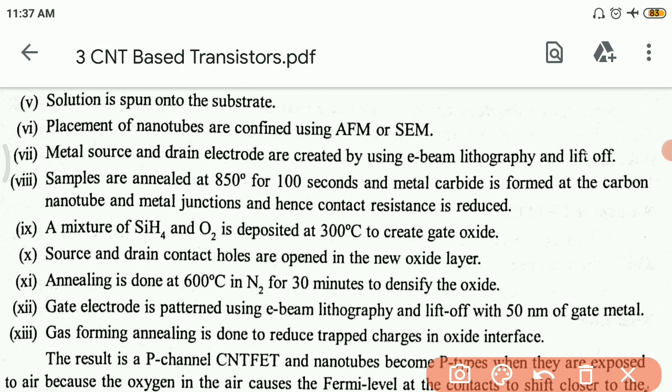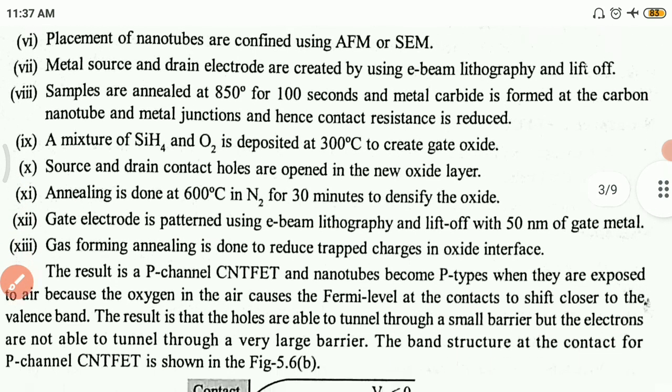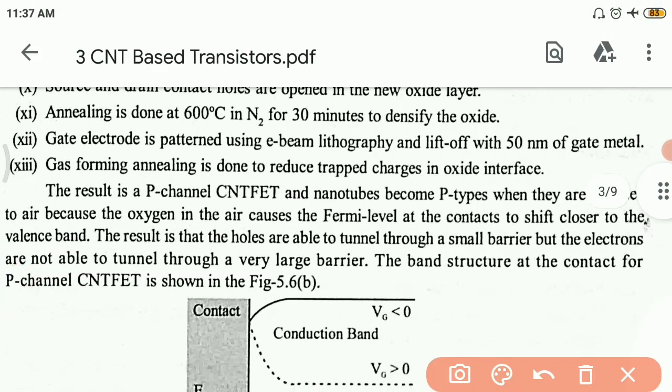Next, the source and drain contact holes are opened in the oxide layer, and annealing is done at a temperature of 600 degrees Celsius with nitrogen for 30 minutes to densify the oxide. Then the gate electrode is patterned using e-beam lithography and lift-off with 50 nanometers of gate metal. Then forming gas annealing is done to reduce the trapped charges at the oxide interface.